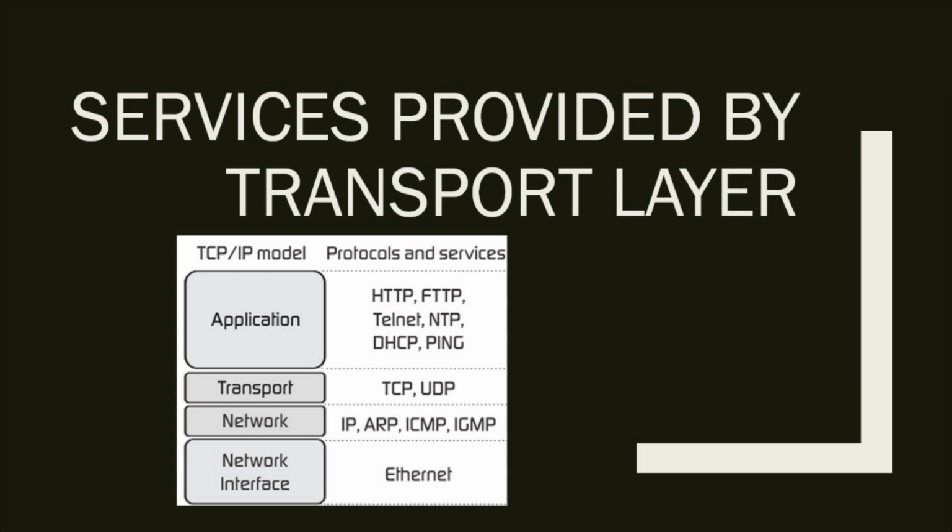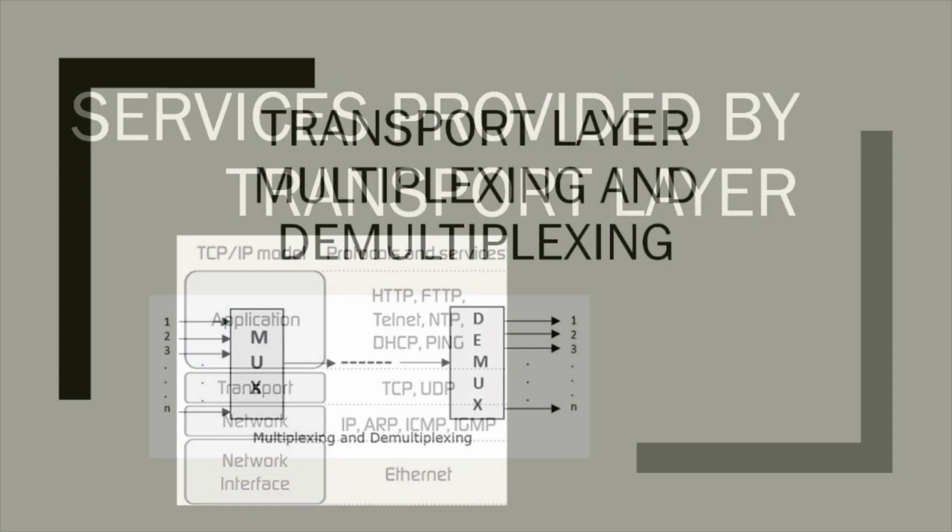It ensures that messages sent from one application reach their destination securely. TCP guarantees that data arrives intact and in the correct order, making it ideal for applications where accuracy is very crucial. Whereas UDP prioritizes speed over reliability.